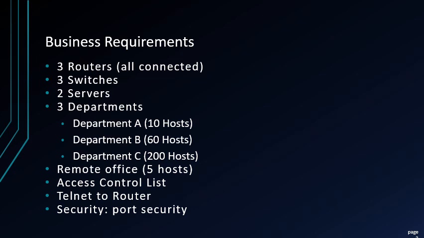For the business requirements for our network, we had 3 routers which were all connected, 3 switches, 2 servers, and 3 departments: Department A which had 10 hosts, Department B which had 60 hosts, Department C which had 200 hosts, and the remote office which had 5 hosts. We also had an access control list, and we used Telnet to communicate to the router for the remote office, and the security that we used was port security.